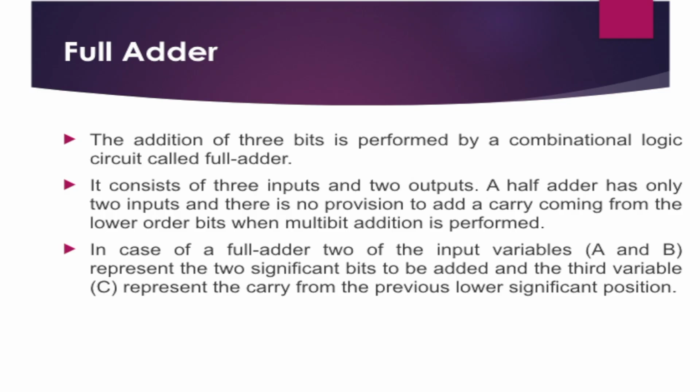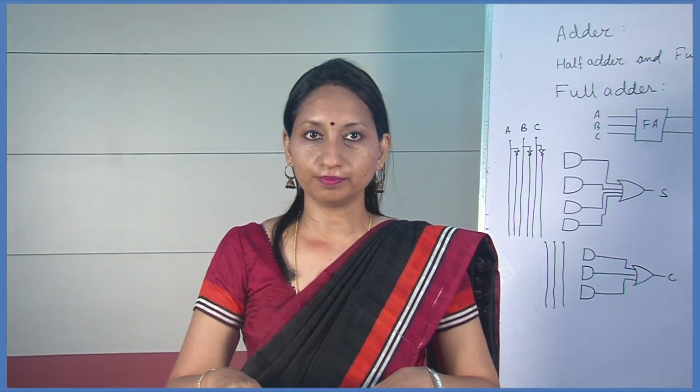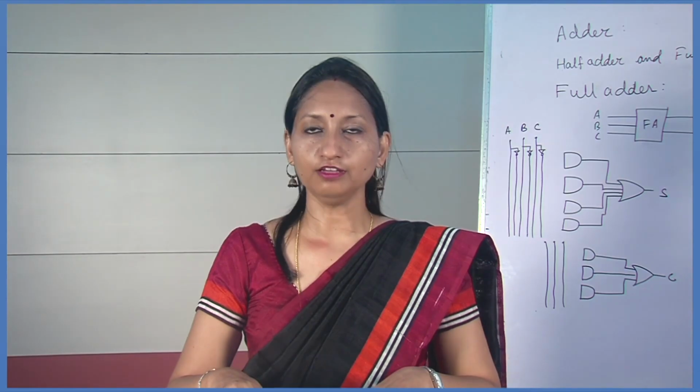So in the case of a full adder, 2 of the input variables, suppose A and B, represent the 2 significant bits to be added, and the third variable, that is C, represents the carry from the previous lower significant position. The output variable S gives the value of the least significant bit of the sum, and the output variable C gives the output carry.